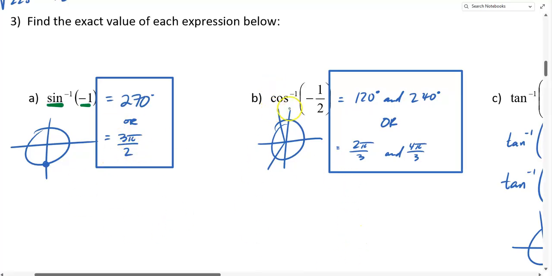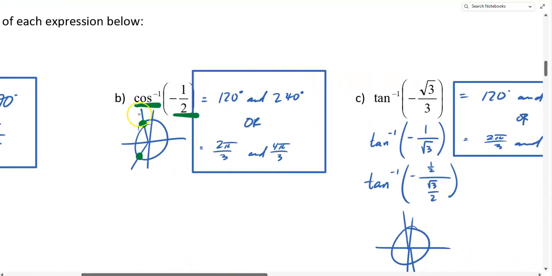On a question like B, however, there's more than one answer. Where is there an x value that's equal to -1/2? Well, that occurs twice, this position and this position. Since there's no other specification here, we don't know which one to report, so we have to report both of them. The position here in the second quadrant is 120 degrees. Here in the third quadrant is 240. And when we report those as radians, we'll call them 2 pi over 3 and 4 pi over 3.